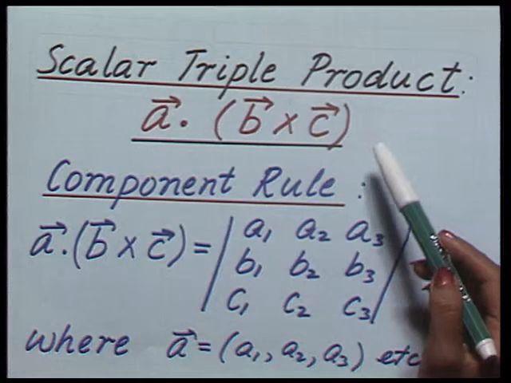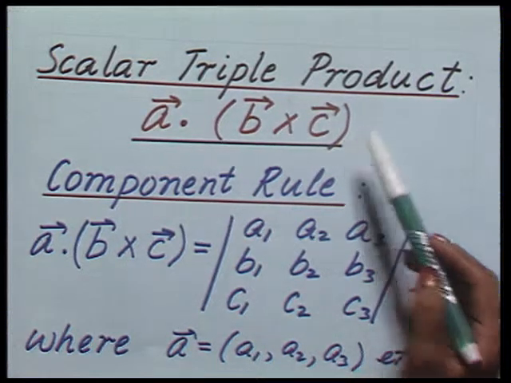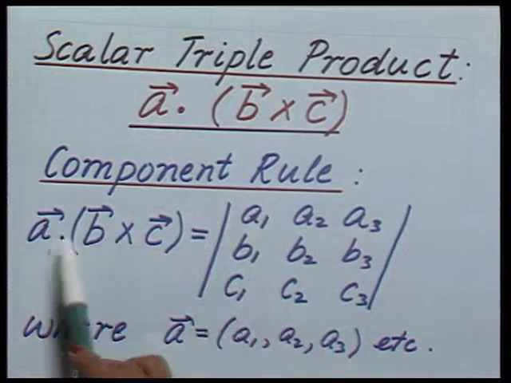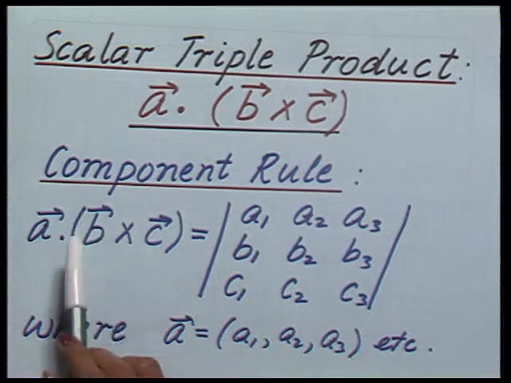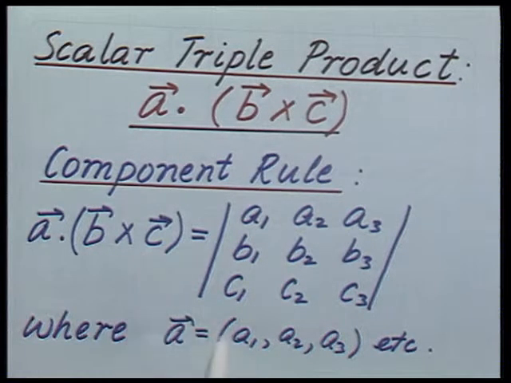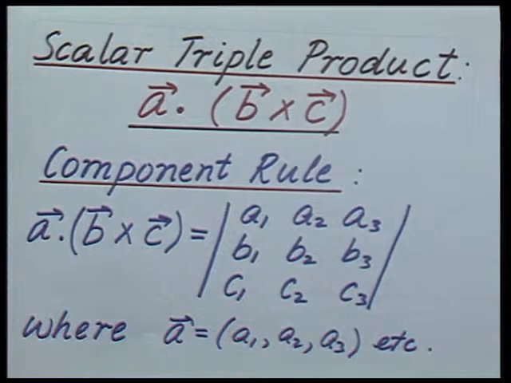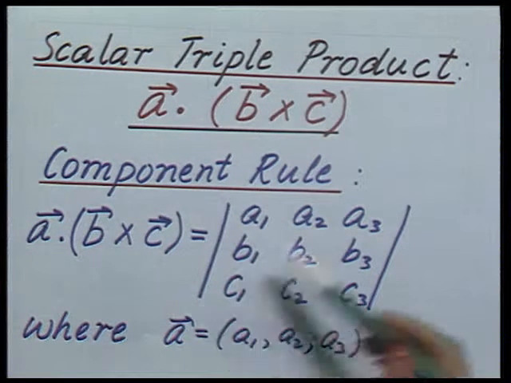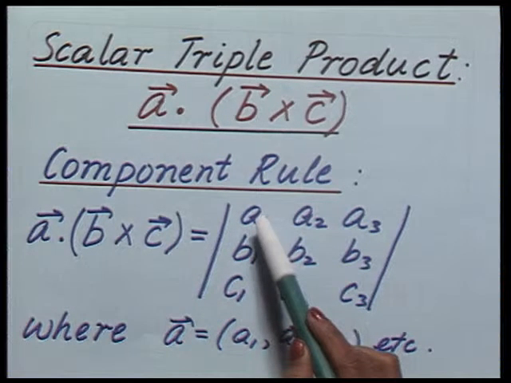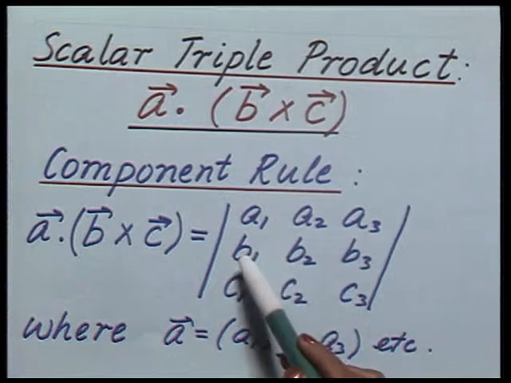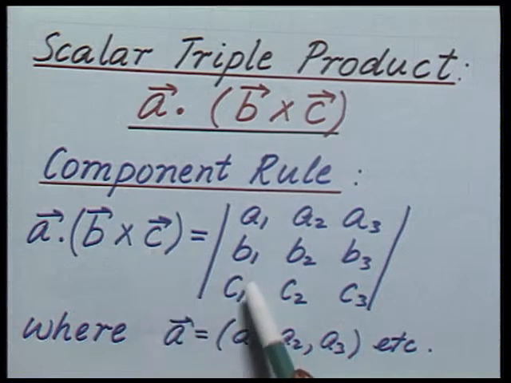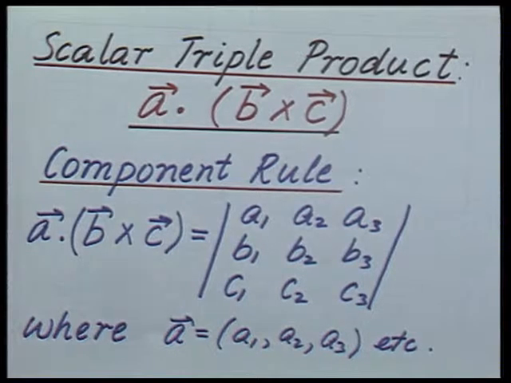The first thing that we learn about A dot B cross C is a formula for it in terms of the components of A, B and C. If the components of A, B and C are A1, A2, A3, etc., then the formula says that A dot B cross C is given by the determinant in which the first row is A1, A2, A3, the second is B1, B2, B3, and the third are the components of the third vector C1, C2, C3. Let us see how we would prove something like this.